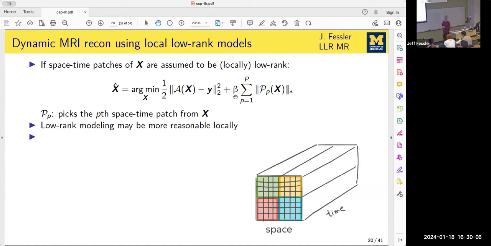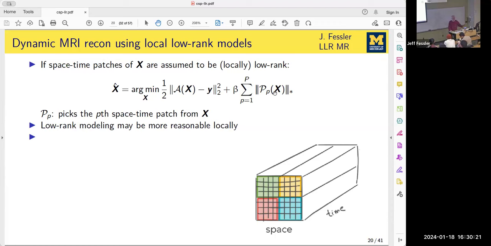Some positive things usually implies sparsity. Okay, yeah, exactly. This is kind of a one norm of nuclear norms. So you get that exactly. I think that's likely to happen. Also called local low rank.